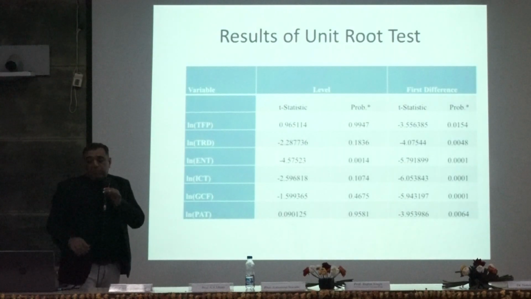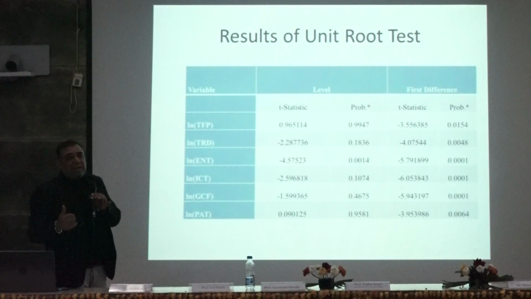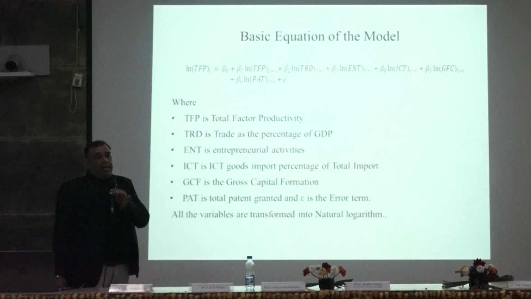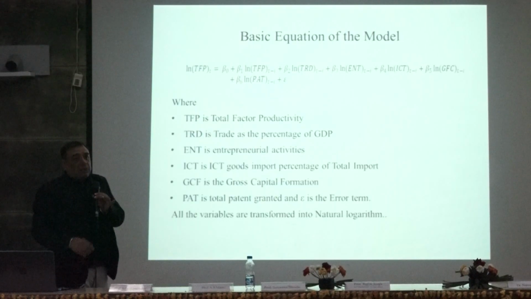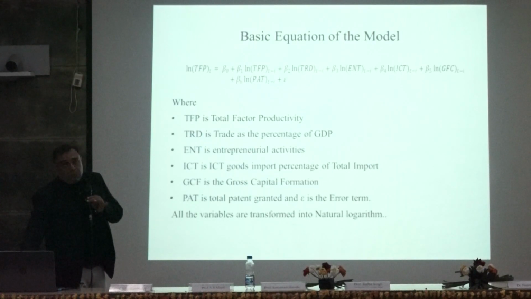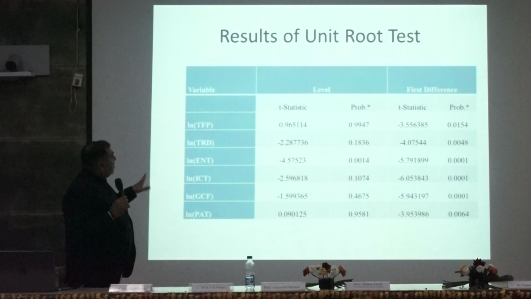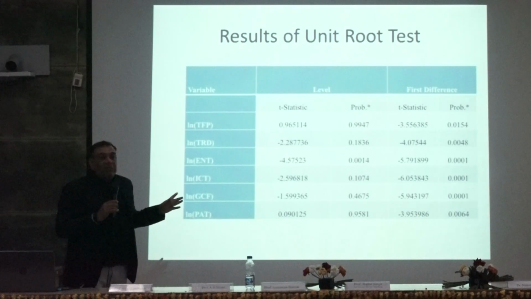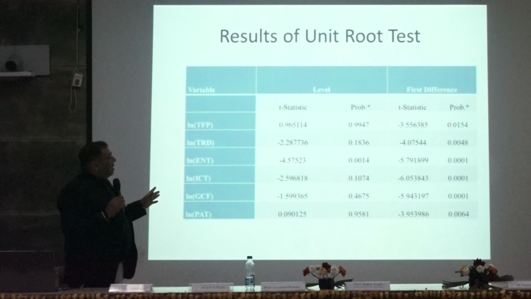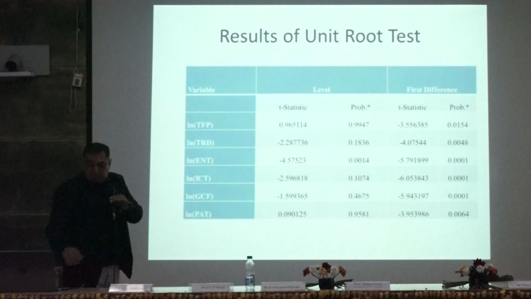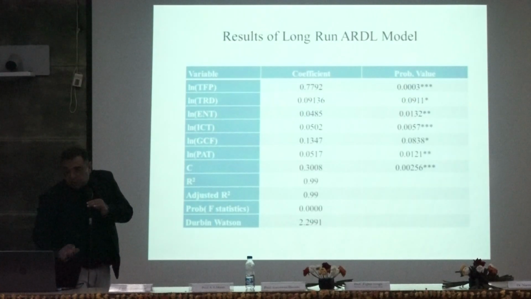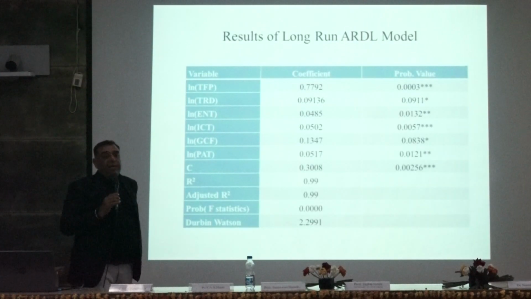Now these are the results. When you are running a time series model, because the data is from 1999 to 2022, we need to make the data stationary. There could be non-stationarity. You will see that at first difference all variables are stationary. Now these are the results of the long run ARDL model.